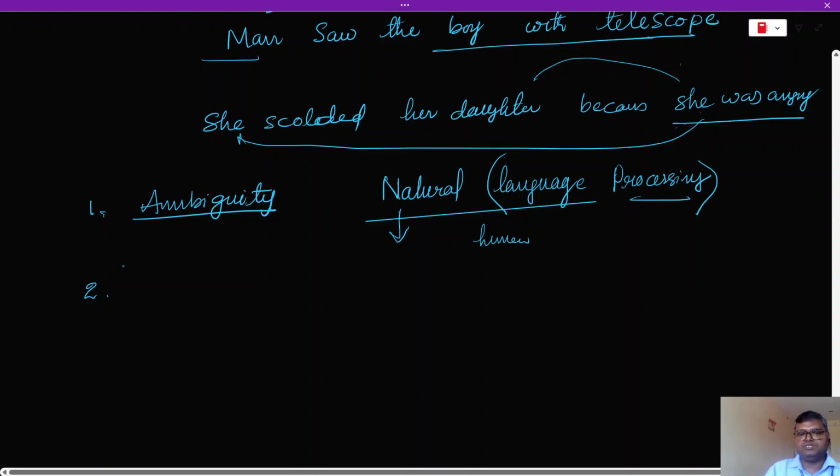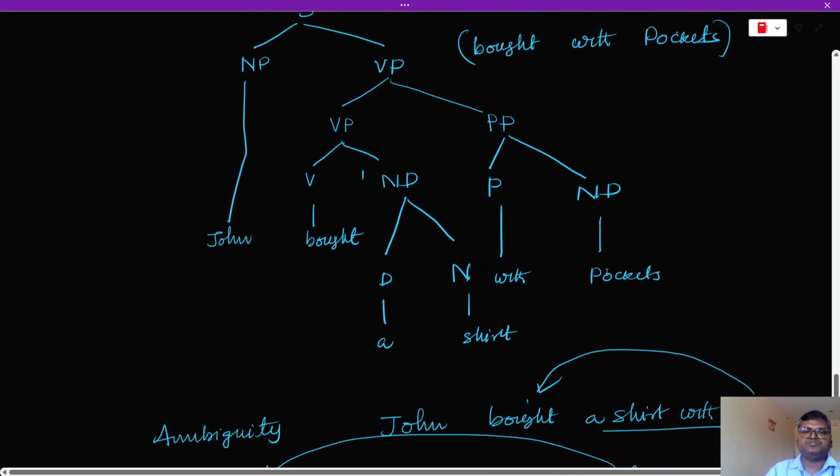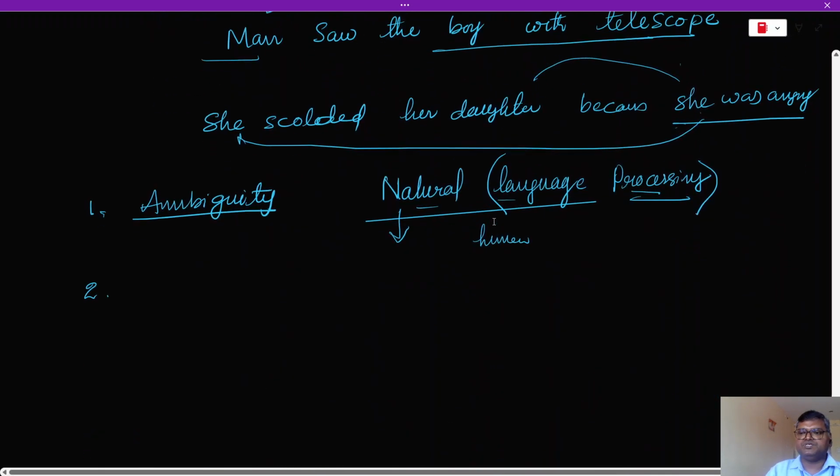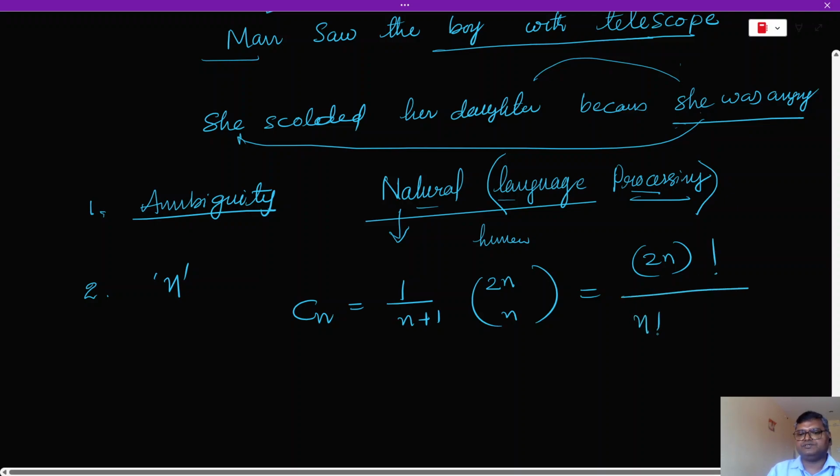Second problem is when you have more inputs, you will have more possible trees. So if you have n inputs, then you will have Catalan number of trees. What is the Catalan number? 2n factorial by n factorial into n plus 1 factorial.